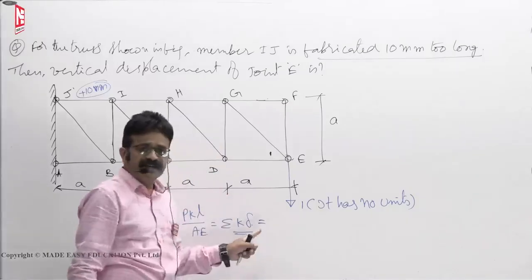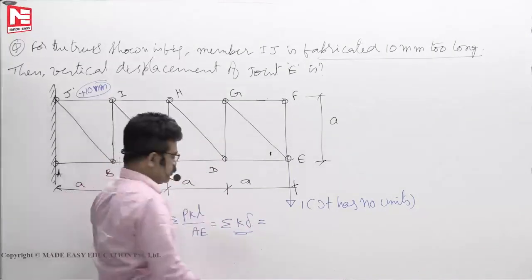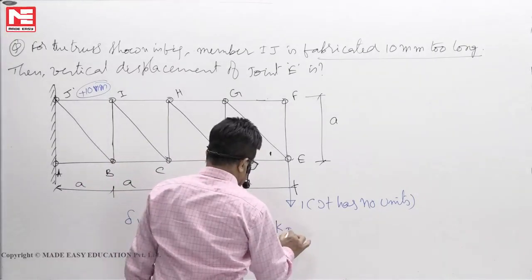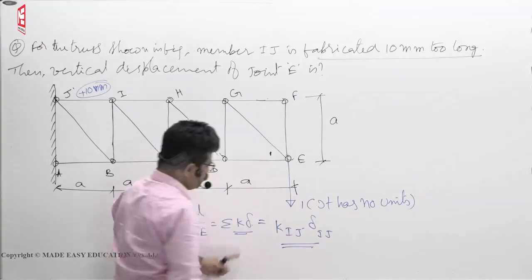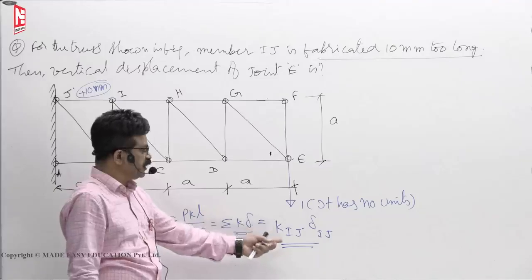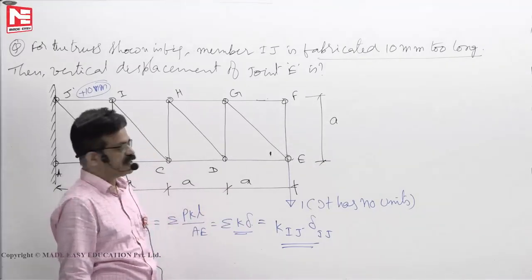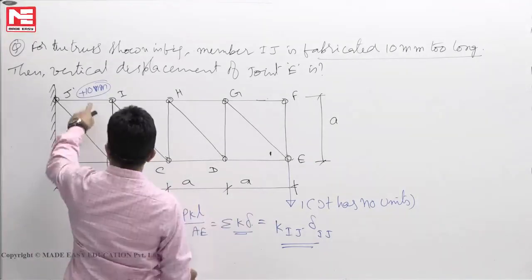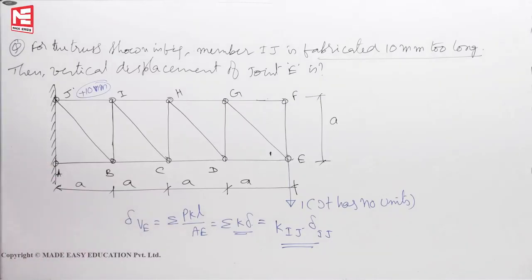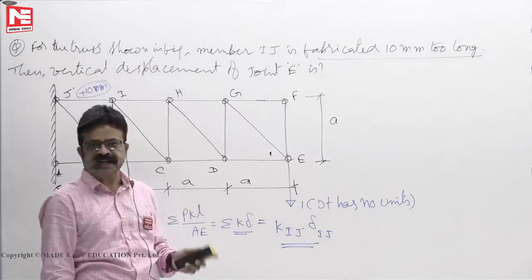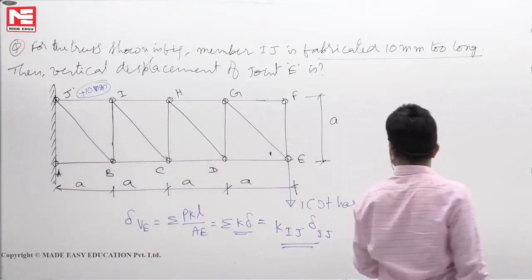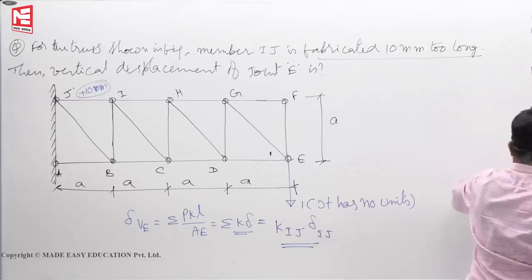Only one member delta is there, all other members delta is 0. So Kij into delta Ij. In 2 minutes time, say 1 minute time, your task is to find Kij. Due to unit load, what is Kij here? Now we are not interested in K values of all other members and we don't want to waste the time. So for that, what we do is, it's like this.